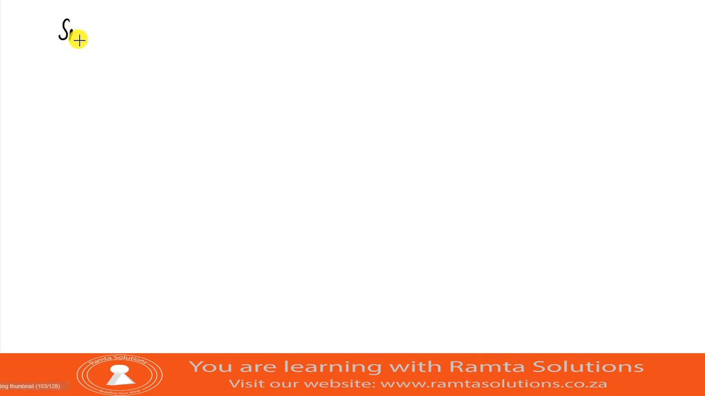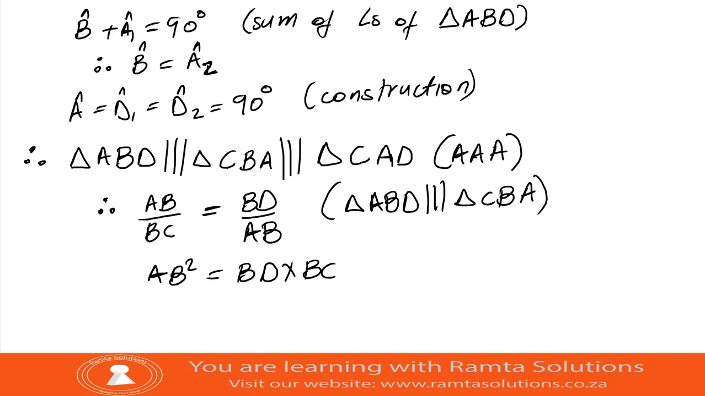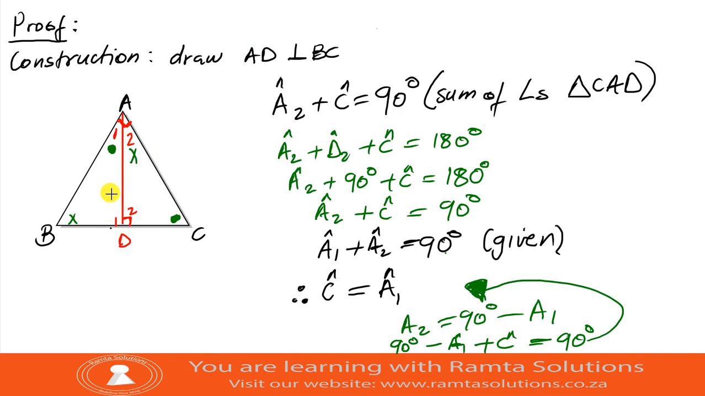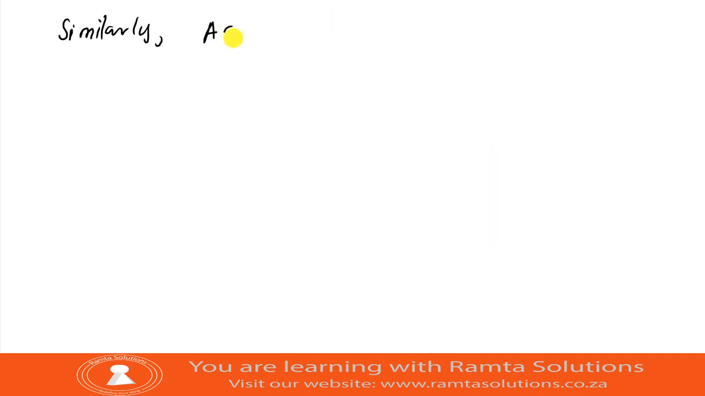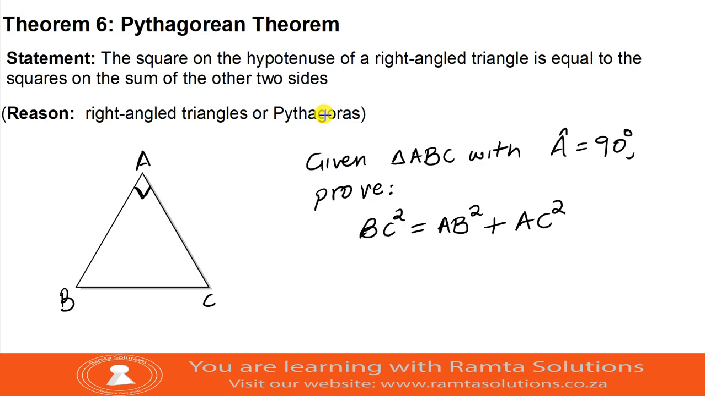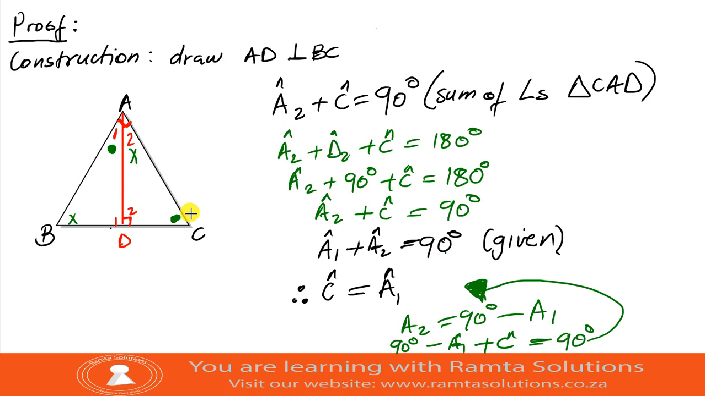Now similarly, we will say, let me write it, it's okay even if you don't write it. Similarly, the other side that I didn't take on triangle ABD, let me take this one because we're looking for AC. Why I'm saying this, guys, is because we're looking for AB squared plus AC squared, so I have to take AC here.